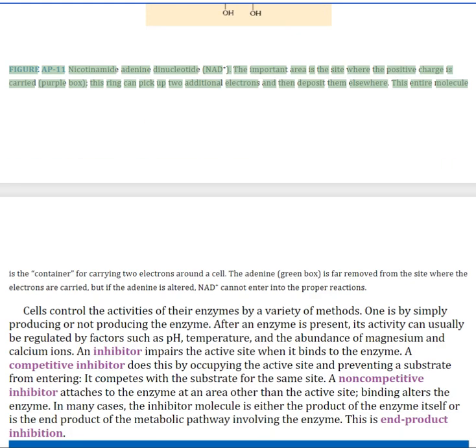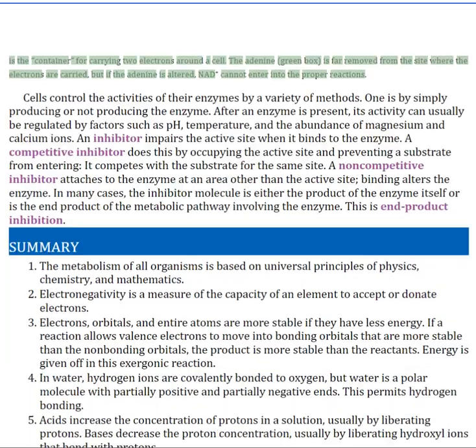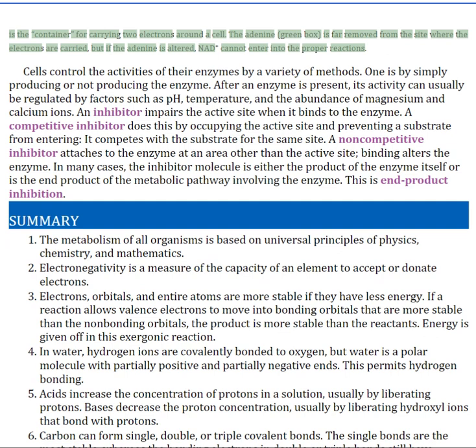Figure AP 11: nicotinamide adenine dinucleotide. The important area is the site where the positive charge is carried. This ring can pick up 2 additional electrons and then deposit them elsewhere. This entire molecule is the container for carrying 2 electrons around a cell. The adenine is far removed from the site where the electrons are carried, but if the adenine is altered, NAD cannot enter into the proper reactions.